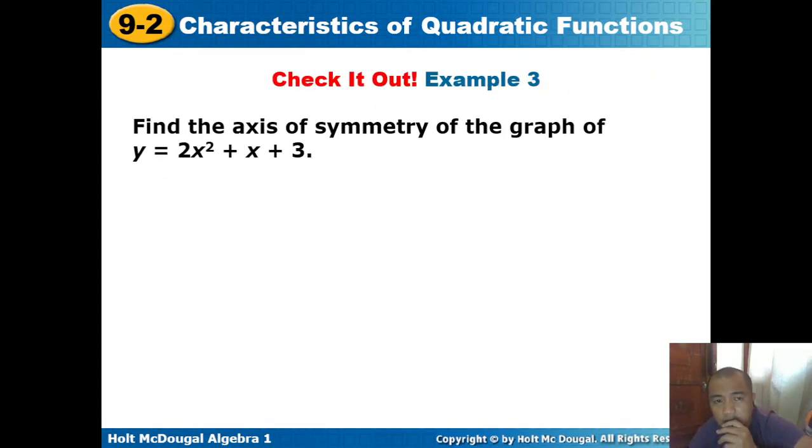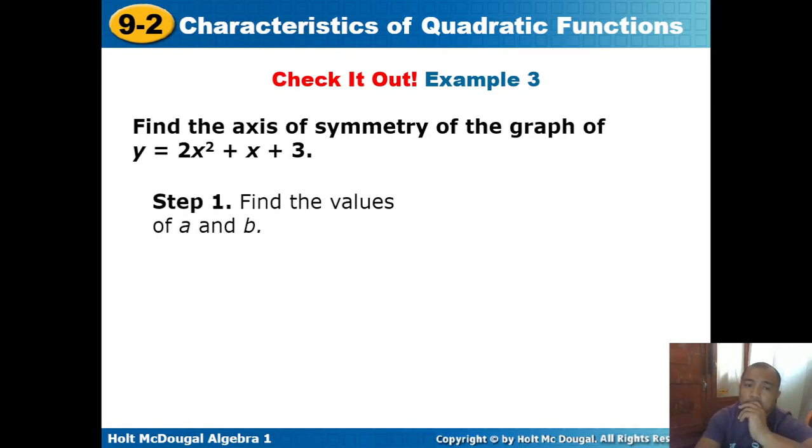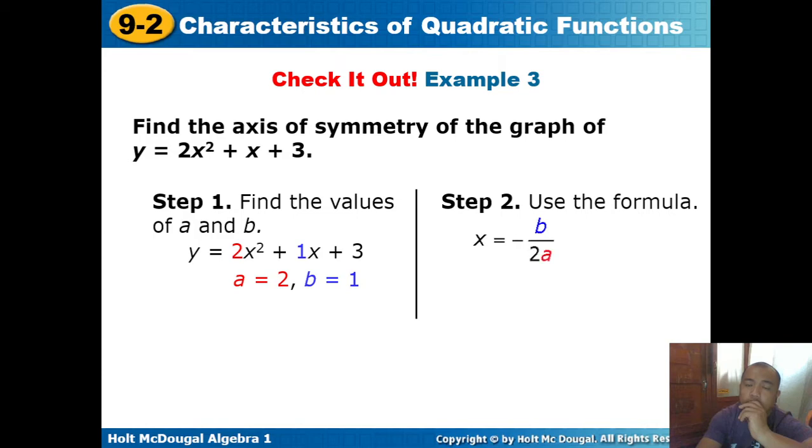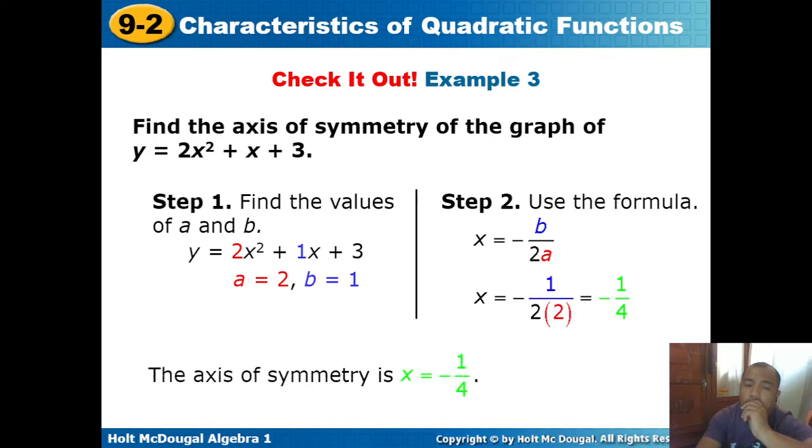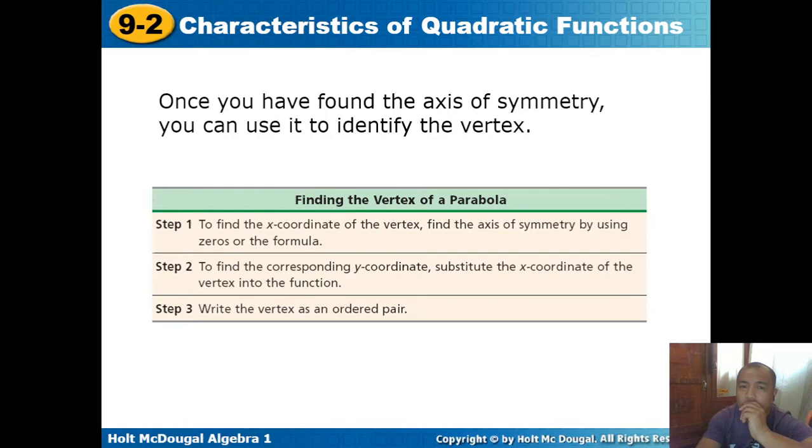How about this? Find the axis of symmetry of the graph of y equals 2x squared plus x plus 3. Step 1, find the values of a and b. a is 2, b is 1. Step 2, use the formula x equals negative b over 2a. Substitute: negative 1 over 2 times 2 is negative 1/4. Therefore, the axis of symmetry is x equals negative 1/4. Very easy, right?